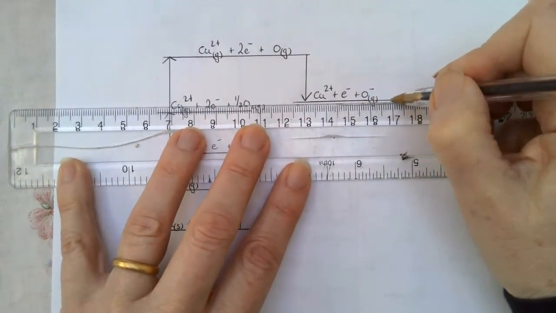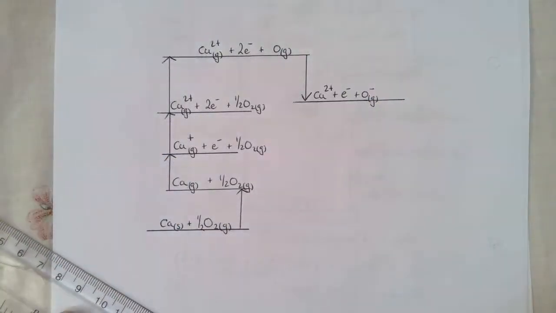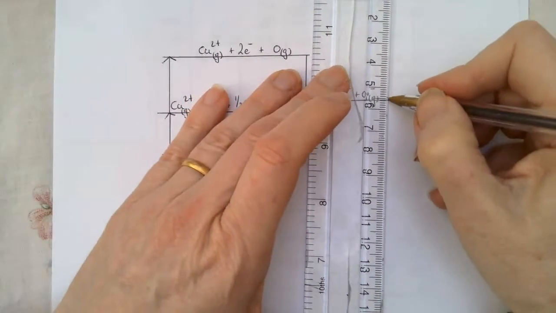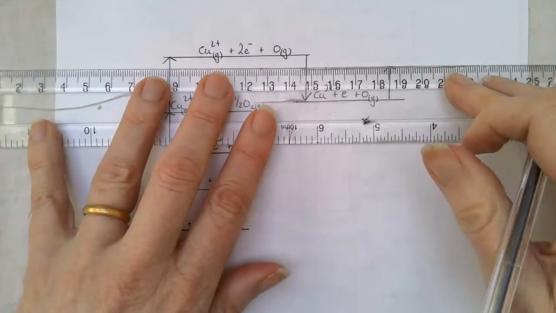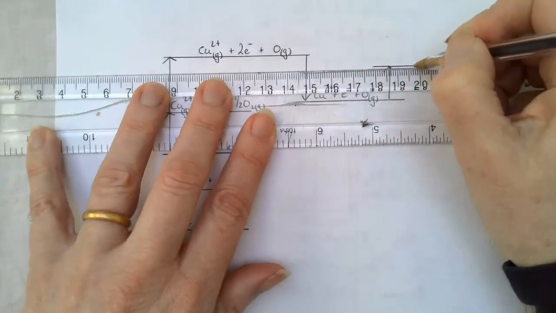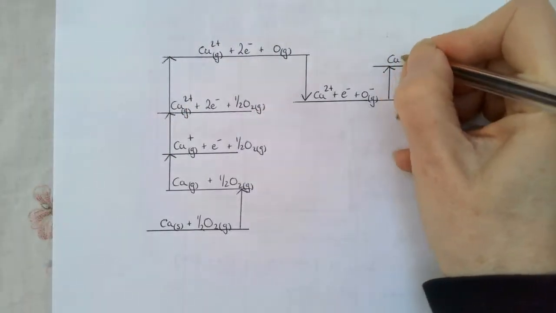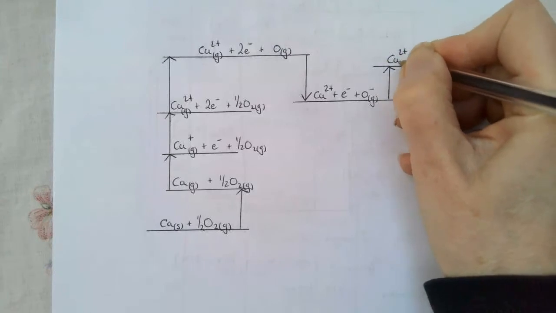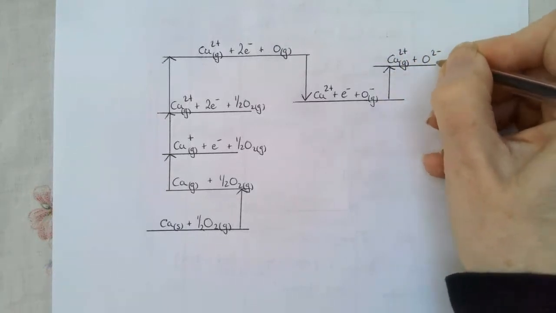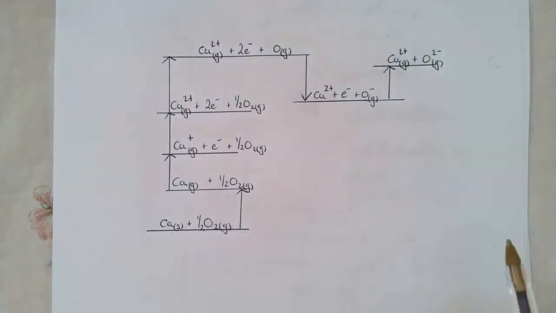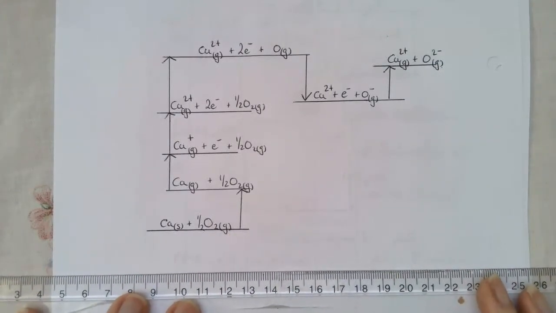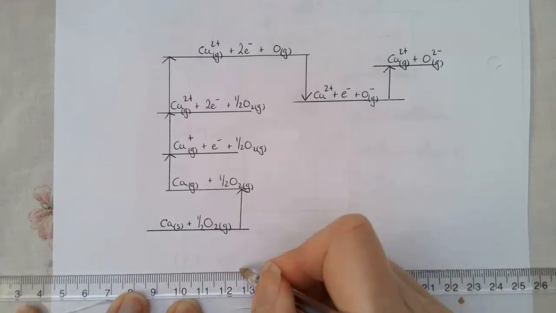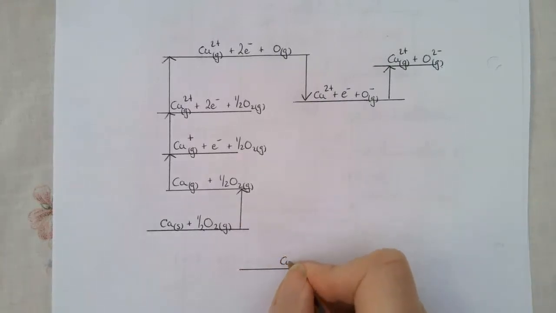Now I'm going to do the second electron affinity, and now I'm trying to add an electron to an already negatively charged ion, and unsurprisingly, that will be endothermic. That's why I'm going back up the page. And now I've got my Ca2+ gaseous and my O2- gaseous. So I've got my elements and I've got my compounds, so my ions, and now I can join them together and complete the cycle by making calcium oxide solid.